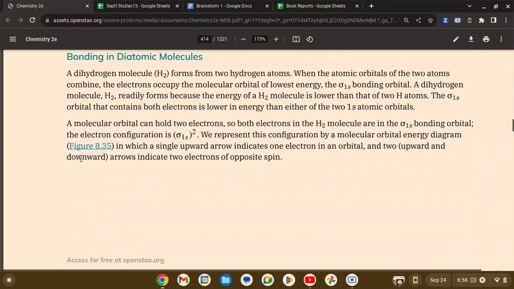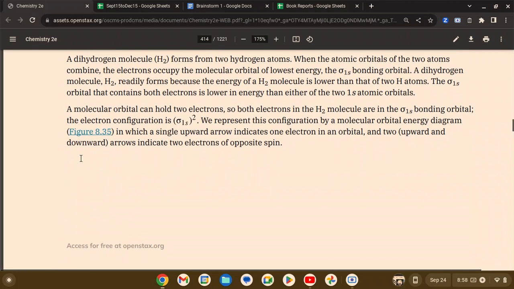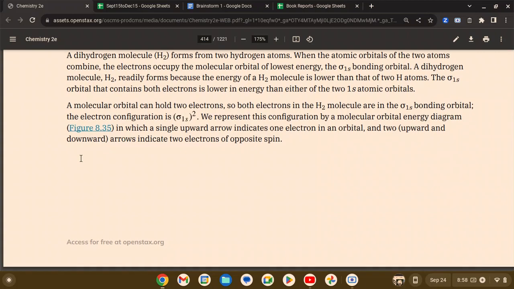Bonding in diatomic molecules. A dihydrogen molecule forms from 2 hydrogen atoms. When the atomic orbitals of 2 atoms combine, the electrons occupy the molecular orbital of lowest energy, the sigma 1s bonding orbital. A dihydrogen molecule, H2, readily forms because the energy of a hydrogen molecule is lower than that of 2 hydrogen atoms. The sigma 1s orbital that contains both electrons is lower in energy than either of the 2 1s atomic orbitals.